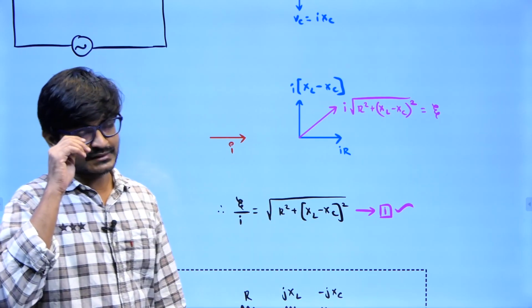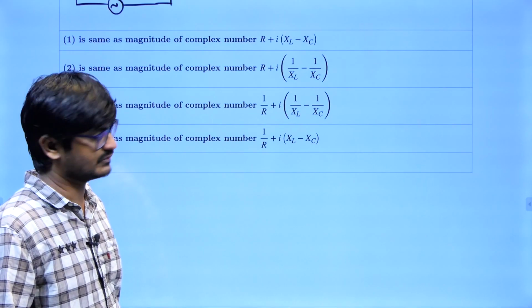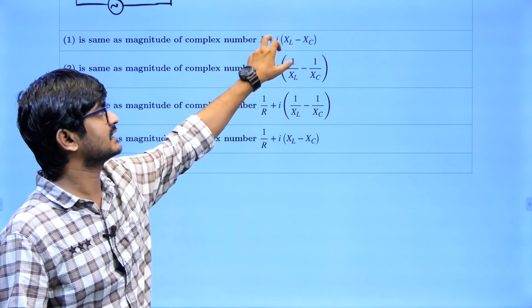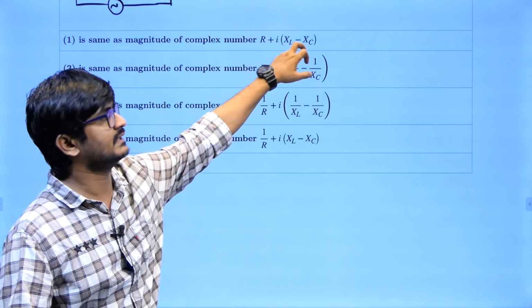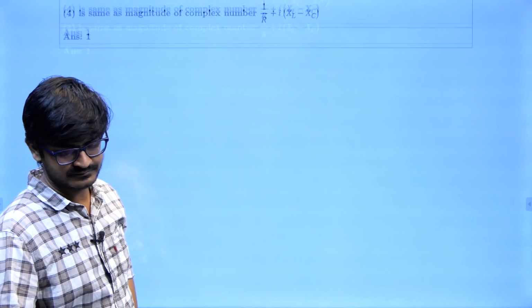Now if you want to represent it in complex number form, it will be the same as the magnitude of this one. If this is a complex number, then the magnitude will be root of R square plus (XL minus XC) whole square, right?